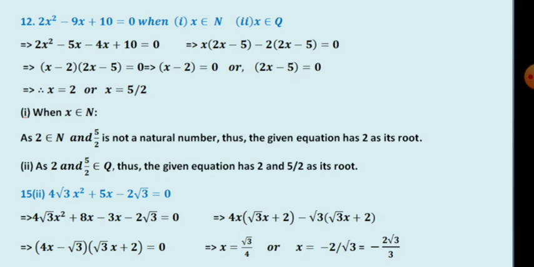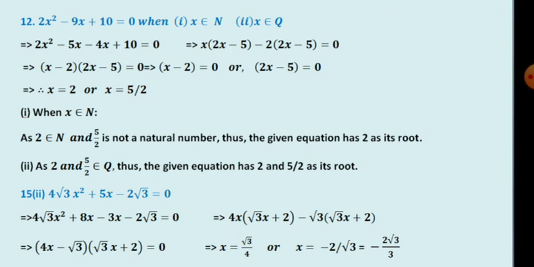Now the first case says that x belongs to natural numbers. If you see the two roots, that is x equals to 2 and x equals to 5 by 2, which is a natural number? 2. 5 by 2 is not a natural number. So in the first case, only root 2 is applicable. Second case, where x belongs to Q. Q means rational number. Now we know that all natural numbers are rational numbers, all fractions are rational numbers. So in this case, both x equals to 2 and x equals to 5 by 2 are rational numbers. Hence both these two roots are accepted.